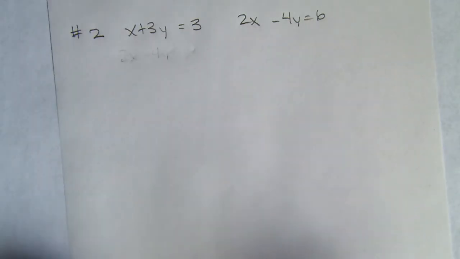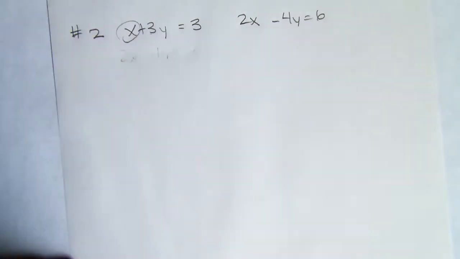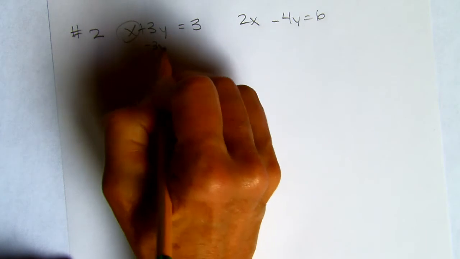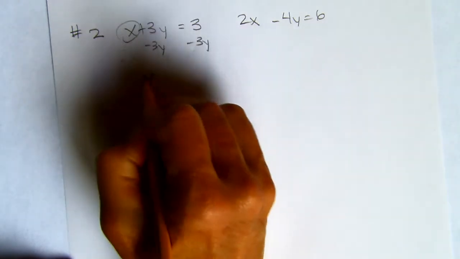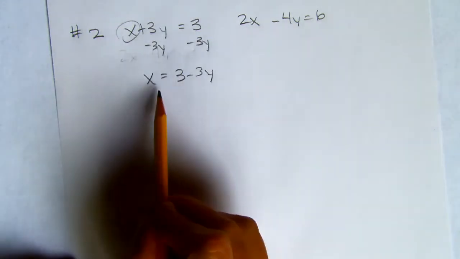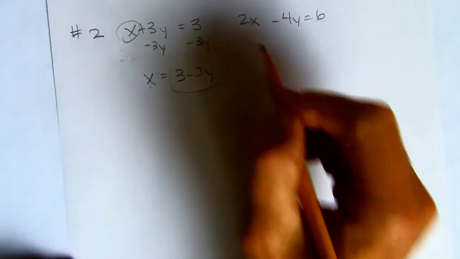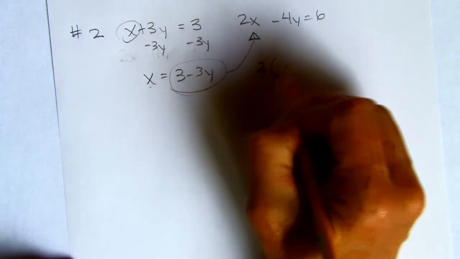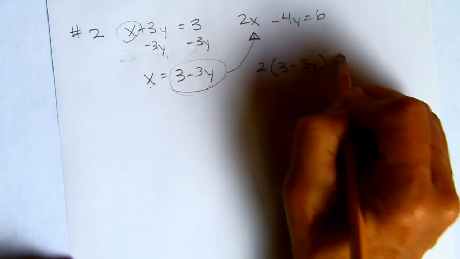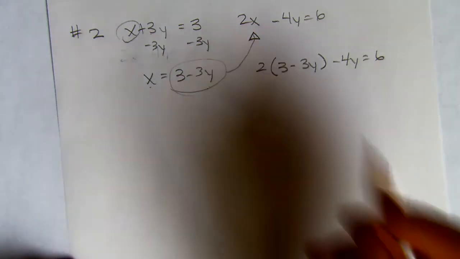Well, if I'm going to substitute, I want one of the variables by itself. So in this case, if you look at both equations, x is already alone. So if I subtract 3y from both sides, I get x equals 3 minus 3y. So I have just written x in terms of y. So now if I plug that in for x, I will only have one variable. So now I can write 2 times 3 minus 3y minus 4y equals 6.